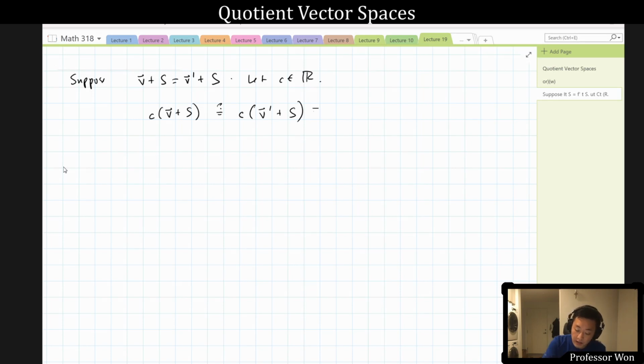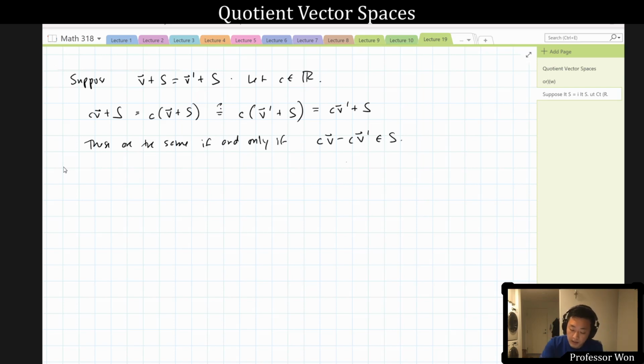Okay, but the definition of scalar multiplication that we gave is that this is the plane containing cv, and that one is the plane containing cv prime. How do I know whether this is the same plane? These are the same if and only if the difference is in S. Right, but of course this difference is just c times v minus v prime. And again, since I'm assuming v plus S is equal to v prime plus S, that means that this thing is in S.